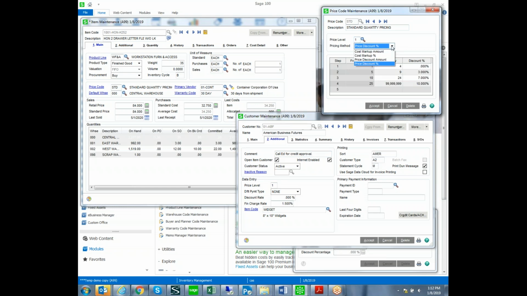For the price code maintenance, you can use a cost markup amount or a cost markup percentage. And what that means is Sage looks at the item's standard cost and applies a markup either by an amount, say if you wanted a $20 markup, or by a percentage. You can put in the percentage. You can also put in a price discount amount or price discount percentage. We had looked at the percentage discount previously. An amount would be a certain number of dollars off of the price. In this case, we want to set up a cost markup percentage for this price level.